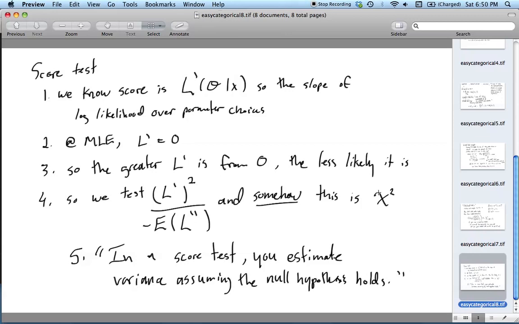If your maximum likelihood is really, really far from what you think the parameter is, then there's good evidence that what you think the parameter is, is wrong. Okay, and so this is my quote from the text. In a score test, you estimate variance assuming the null hypothesis holds. Well, of course. I mean, that's what you plug in.